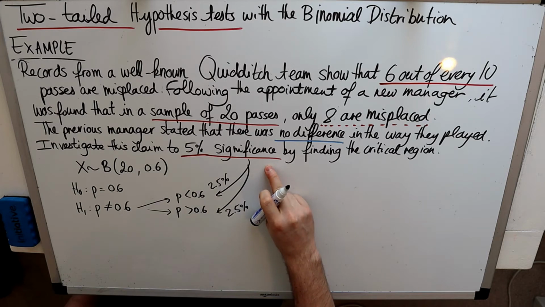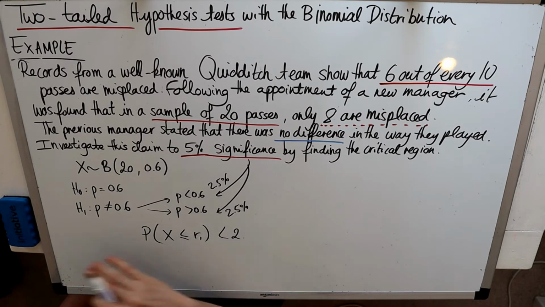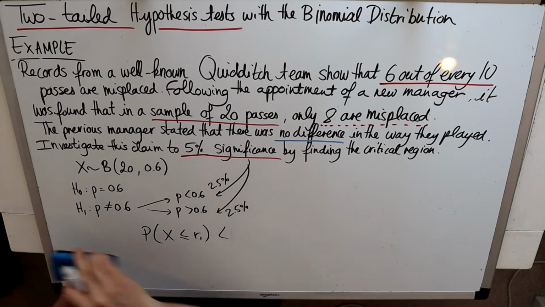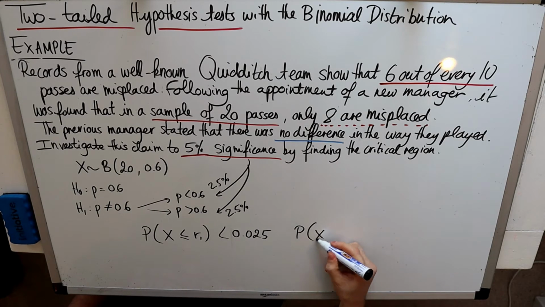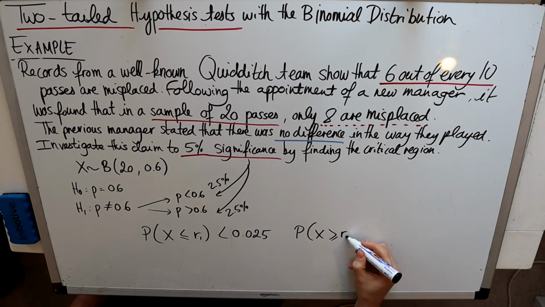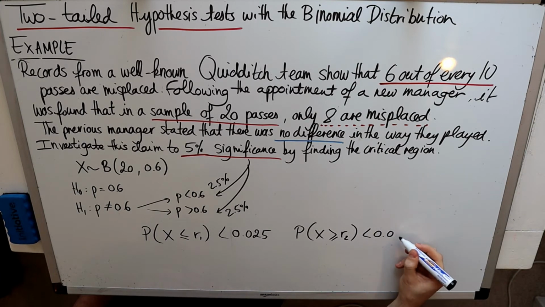There is, however, another problem in this question, because what I would want to do is look for the probability of my x value less than, let's call that R1, where I want to see when that happens to be less than 2.5%, so my 0.025, and I would also want to check p of x greater than some other r value, which needs to also be less than 0.025.